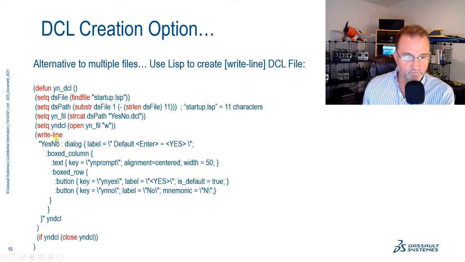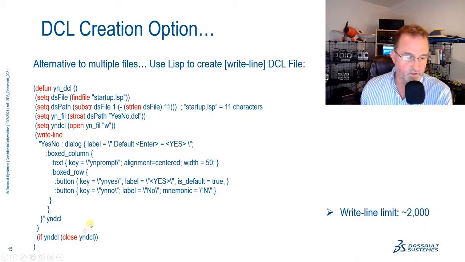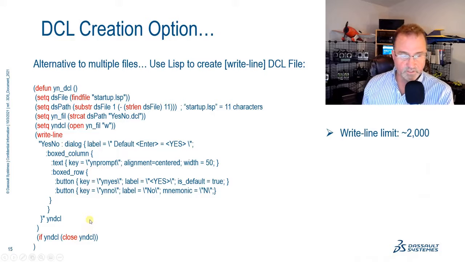Then I'm going to use the function called writeLine, and we talked about this in the last training session. I'm going to writeLine to that file the text that I want, and the file is yes/no DCL. I'm going to write this string there, and then when I'm done, I'm going to close that file. So there's a couple things here.